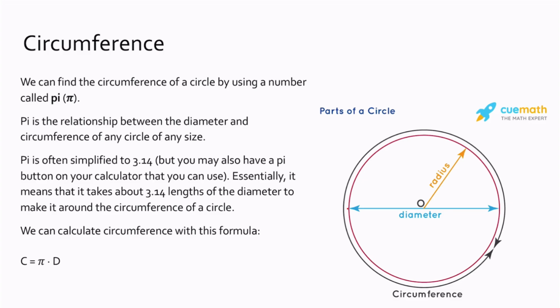Pi is the relationship between the diameter and the circumference of any circle. So if you take the diameter of any circle and multiply it by pi, you will get the circumference of that circle. Essentially, if I take this diameter line, if I take 3.14 of them and wrap it around the outside of the circle, I'll make it all the way around the circle. So you might have a pi button on your calculator, but for most of the things, I want you to use 3.14.